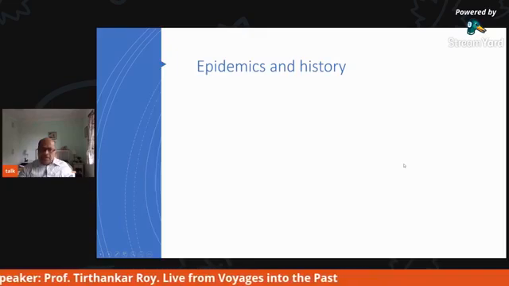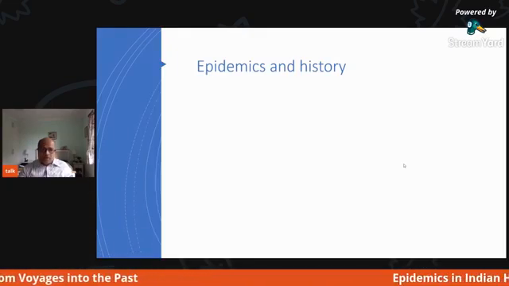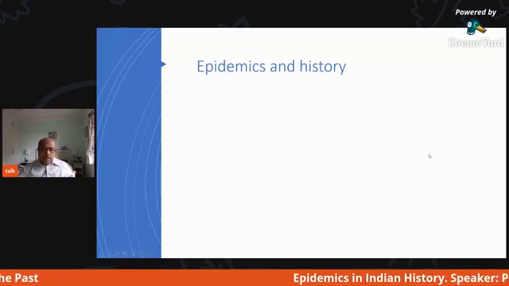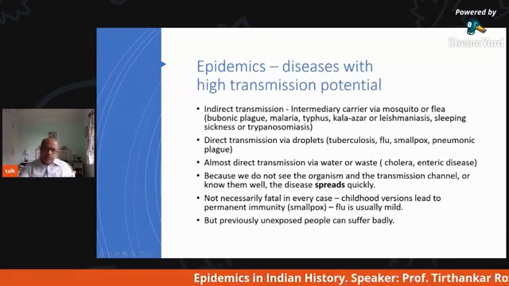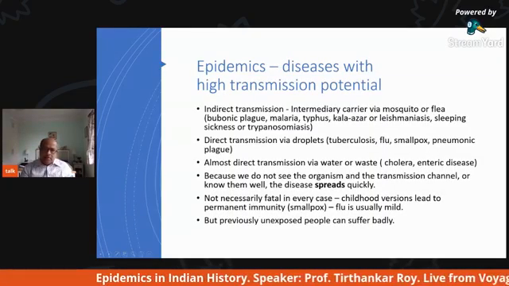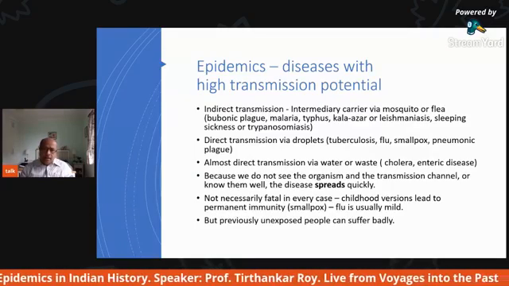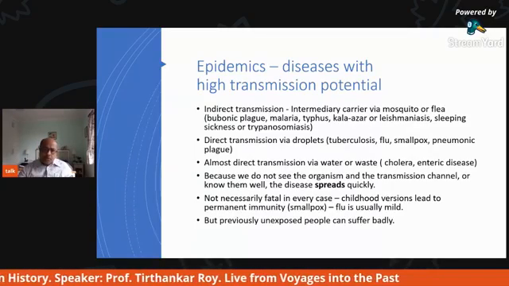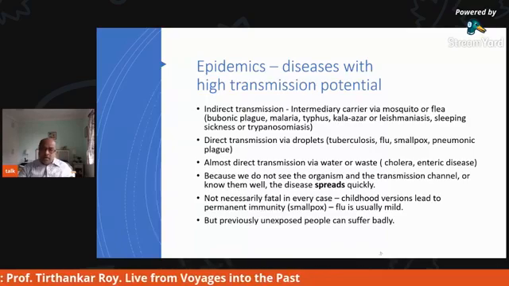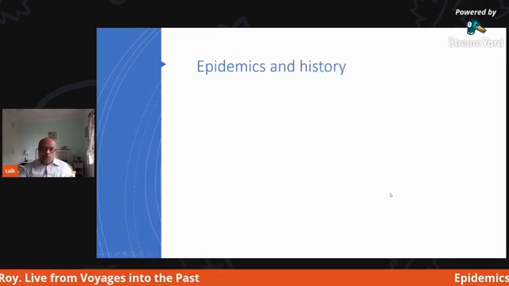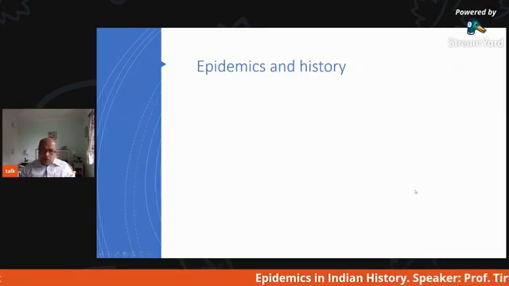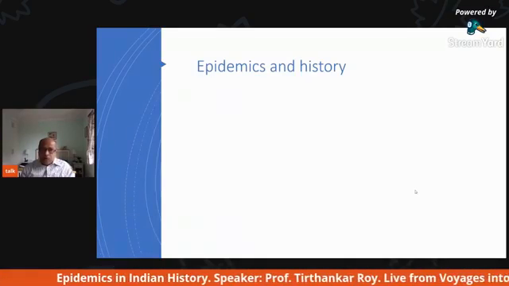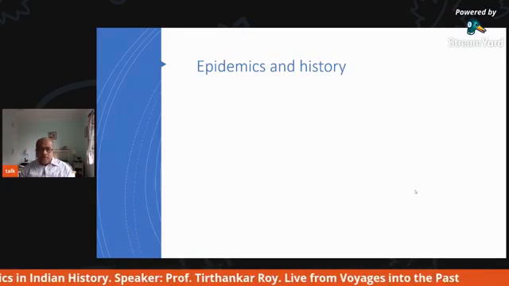Now, epidemics has long been a subject of historical research, historical inquiry, partly because, as you can see from this slide, it has something to do with how people live. And transmission has something to do with how people live, what their habits are. You want to know how epidemics unfold by studying society. That is part of the reason why it has always been historical.